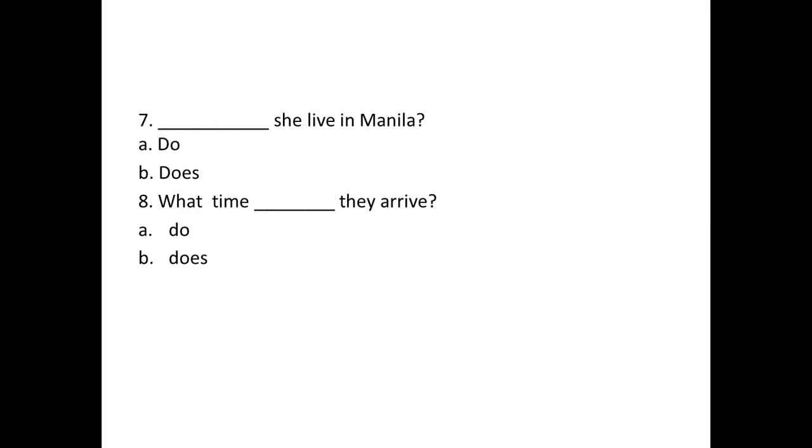Number 7. Blank she live in Manila. What's the subject here? It's she. Therefore, when the subject is singular, you have to use the auxiliary verb does. You will say, does she live in Manila? Yes, she does. No, she doesn't. All right. Number 8. What time blank they arrive? This is a WH question. The subject here is they. Very good. So you will say, what time do they arrive? Fantastic. I hope that you've learned from this activity.